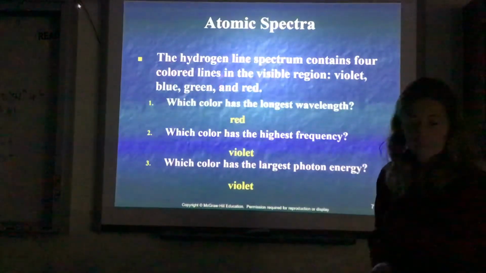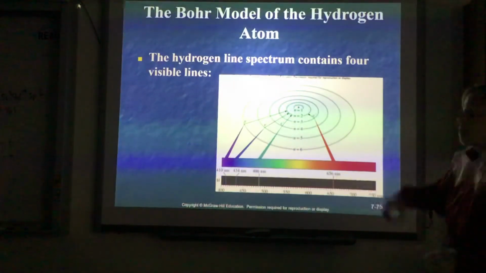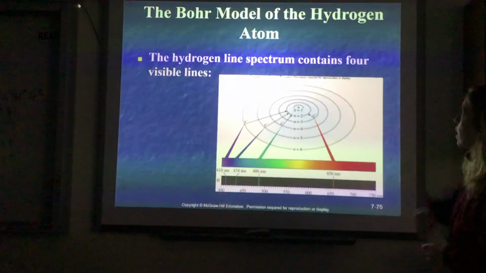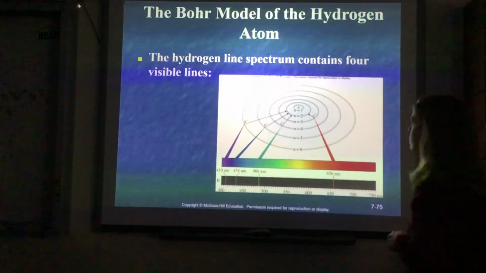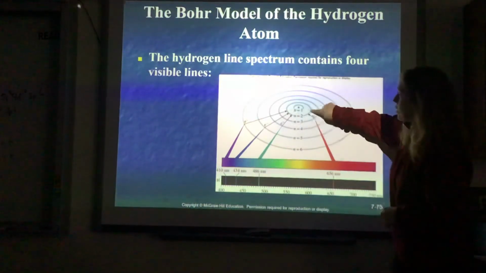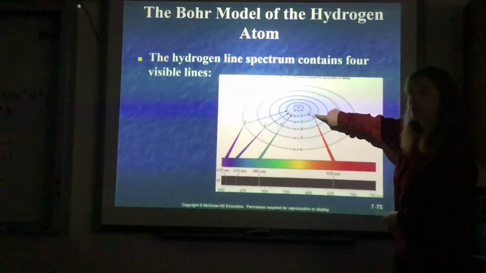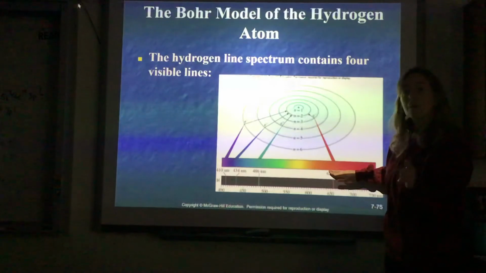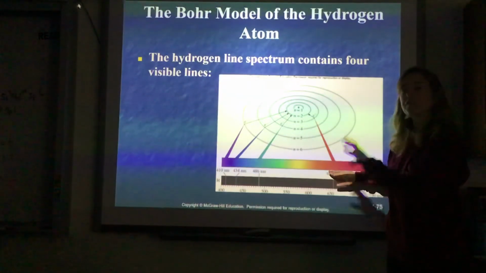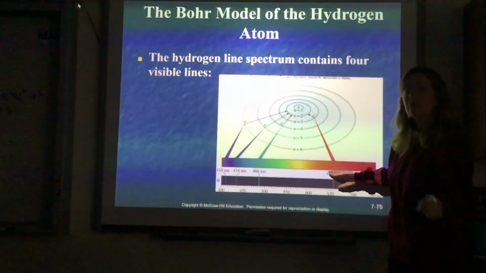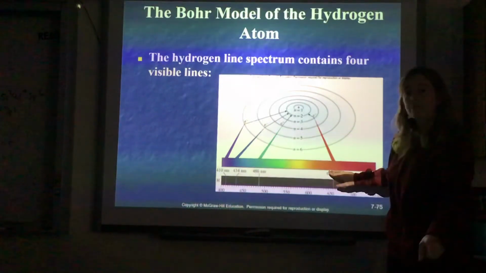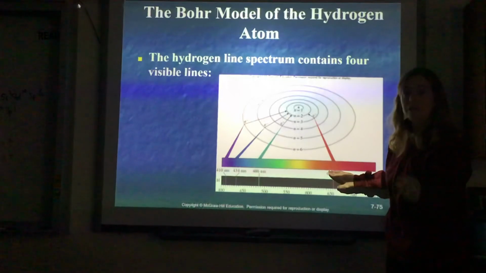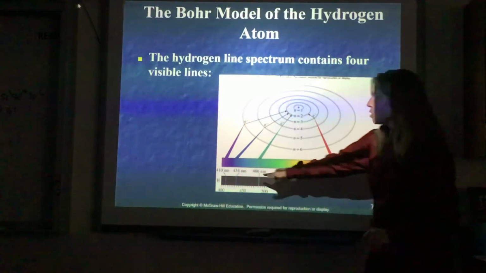Okay? Now, this is something that should look familiar. You did this when you did the POGL, right? So the hydrogen line spectrum contains 4 visible lines. What's happening here is there's a short jump from 2 to 3, okay? So from 2 to 3, it's going to give off red light. Remember, the more energy, the further it's going to jump, okay? The more energy, the higher the frequency. The higher the frequency, the shorter the wavelength.